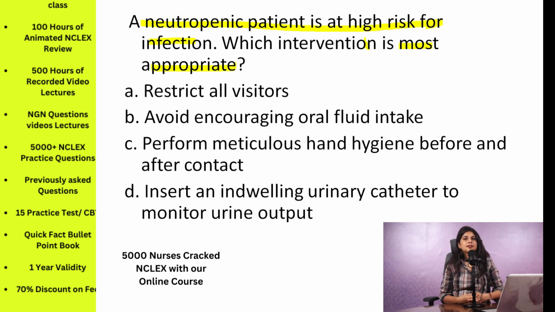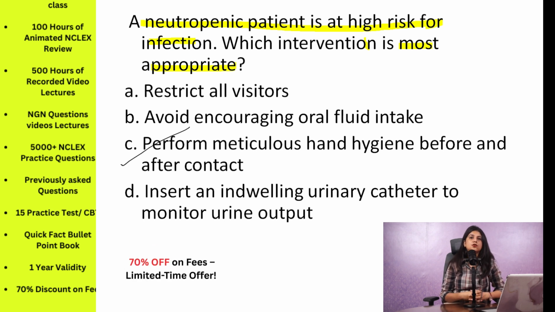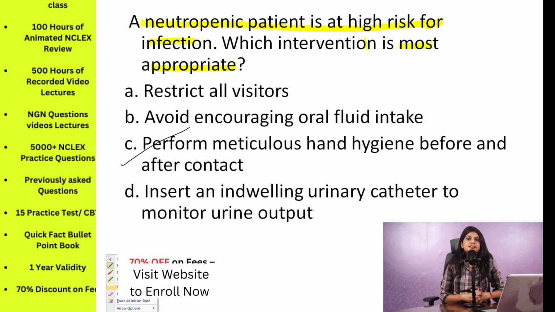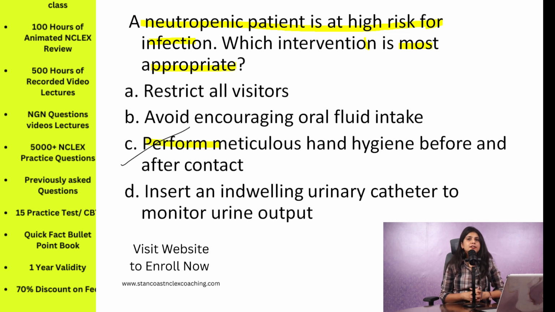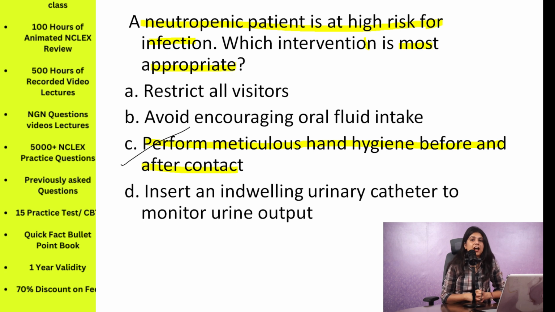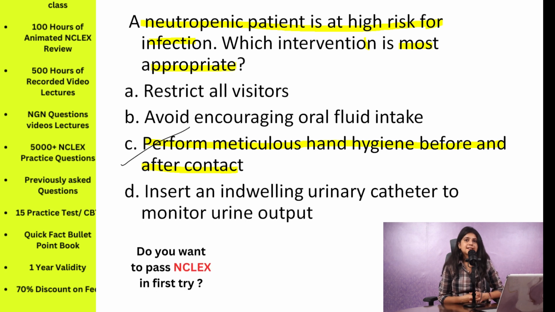Answer: C. Rationale. Hand hygiene is the most important infection control measure. Not all visitors are restricted, but individuals with infections should be avoided. Fluids should be encouraged to prevent dehydration. Invasive procedures, like catheters, should be avoided unless absolutely necessary.